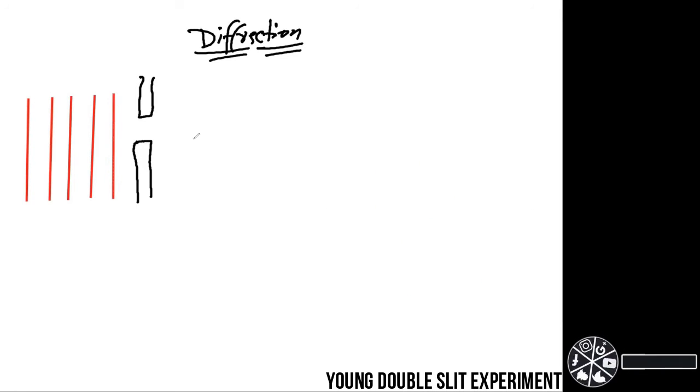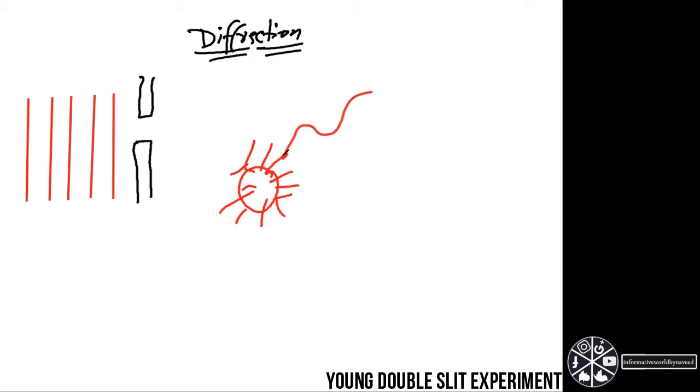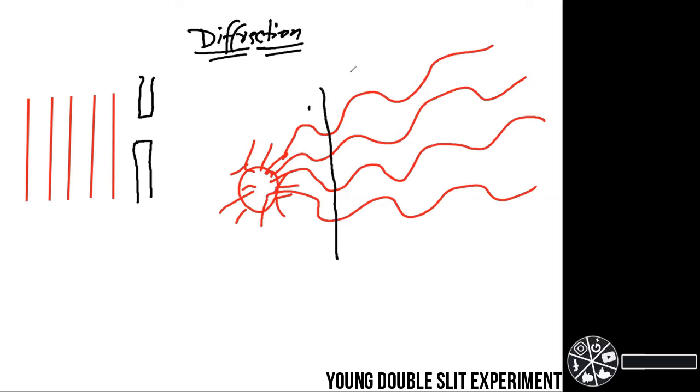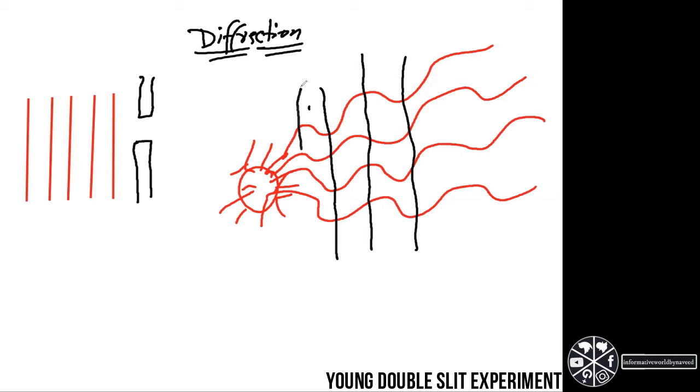Actually, we have lots of waves, okay? If this is a bulb, we have lots of waves moving like this. So this is my wavefront. These are my wavefronts. We have lots of waves moving like this. All particles are moving like this, okay? So these are wavefronts, and we have lots of waves moving in this direction.